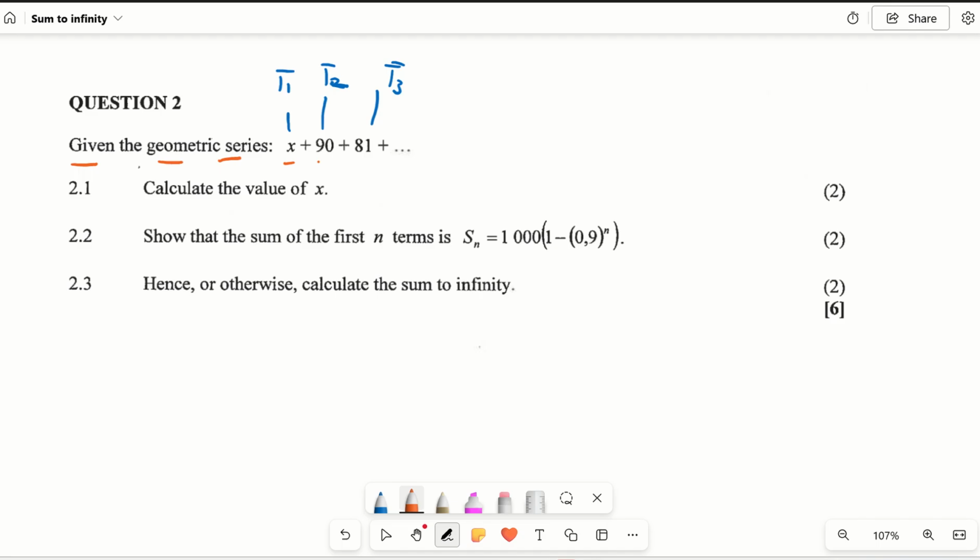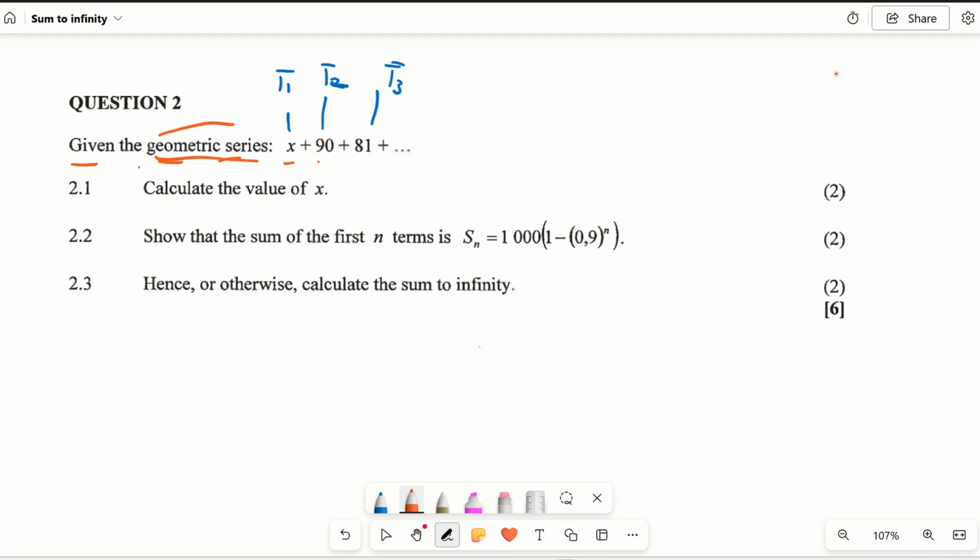So what are you going to do to find the value of x? What approach are you going to take? You're going to use the properties of a geometric series. That's the information you have. You have no other information except that this is a geometric series. What do you know about it? The ratio is constant.